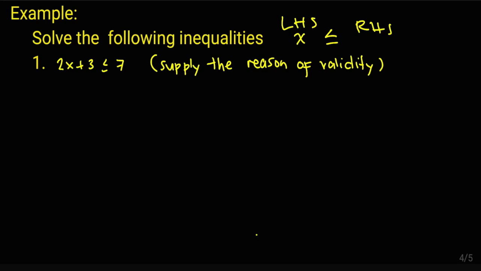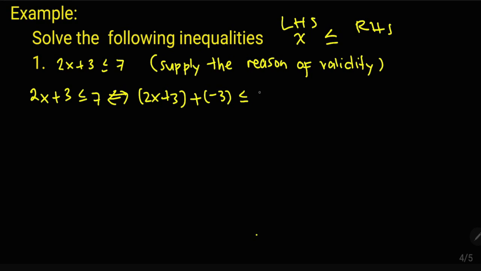Okay. So if we want to eliminate 3, we can do so by adding to the expression 2x plus 3 the additive inverse of 3. So we can rewrite this as the quantity 2x plus 3 plus the additive inverse, negative 3. But by the property of inequality, this will remain less than or equal to if whatever we add on the left-hand side, we also add on the right-hand side. So again, supply the reason of validity.